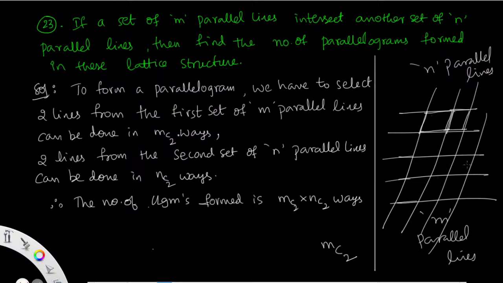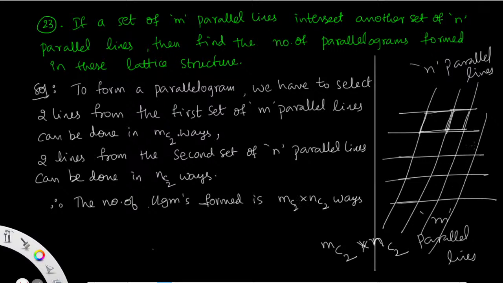To form a parallelogram, we need 2 lines. In this way we can select 2 out of N lines in NC2 ways. So altogether, you have to multiply. Work 1 is MC2 and work 2 is NC2. Then you can multiply. Okay.